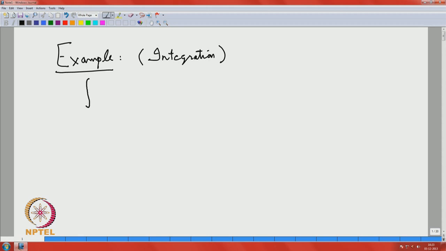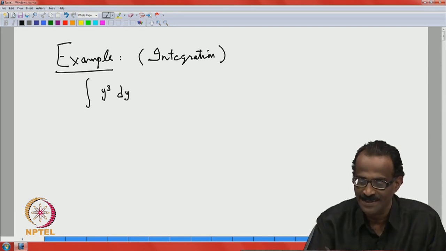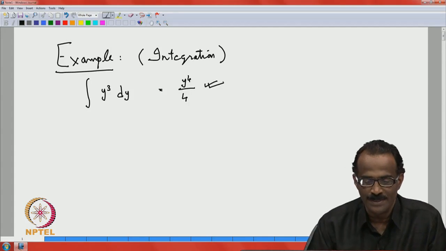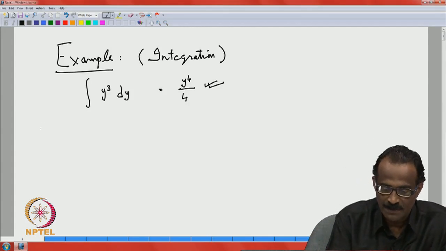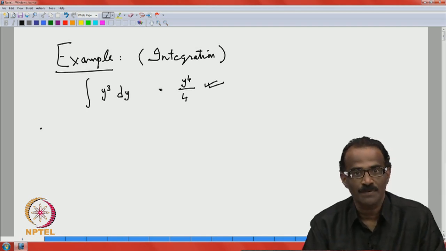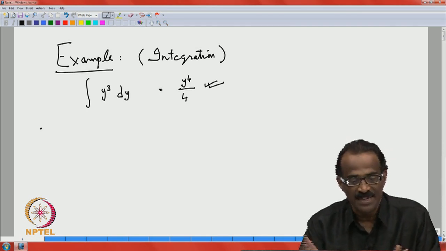Look at the integral: you want to integrate y cube dy. There are two ways of doing it. You immediately know what this integral is, so you immediately write y^4 by 4. That is fine, there is no problem. But the other way is important. Here you are able to do it because you know the antiderivative. When you do not know the antiderivative, the integration is done via substitution.